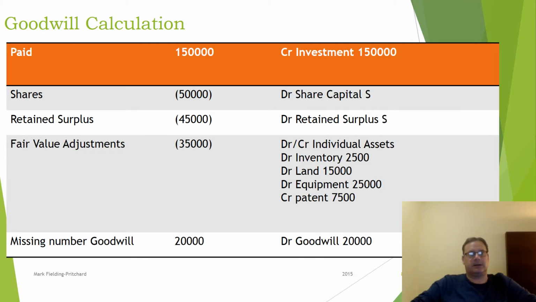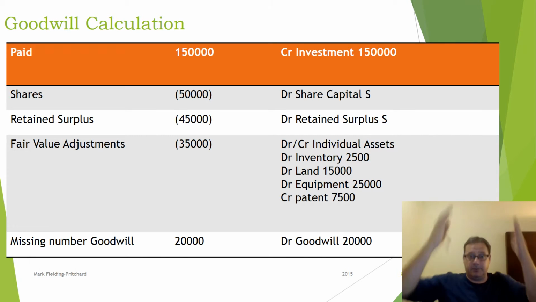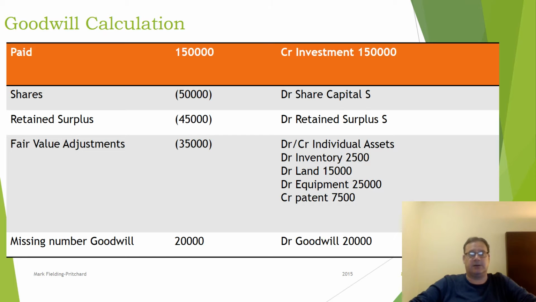Now look at it in terms of debits and credits. Remember, you've got a worksheet, so P has in their balance sheet an investment of 150,000. That investment needs to come out, so we credit the investment of 150,000. If we're crediting it, there must be debits which are equal to 150,000 as well. We will debit the share capital of S. We will debit the retained surplus of S. We will debit consolidated inventory. We will debit consolidated land. We will debit consolidated equipment. We will have to credit the patent, and that will leave us with a missing number. The missing number is a debit goodwill of 20,000. If you add up all of those debits and credits, they will balance.